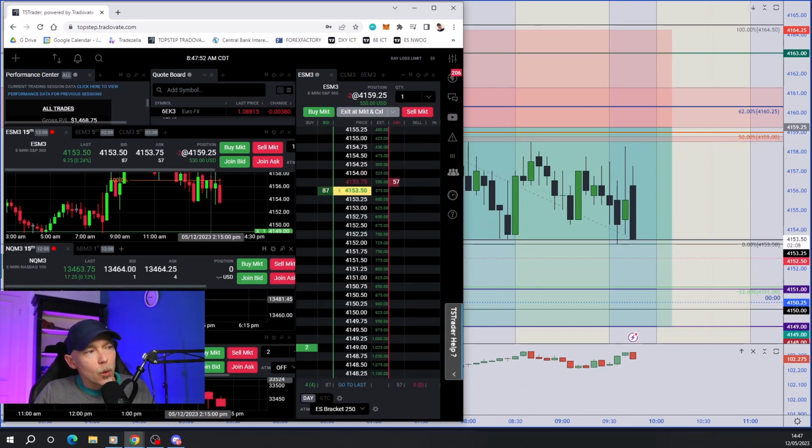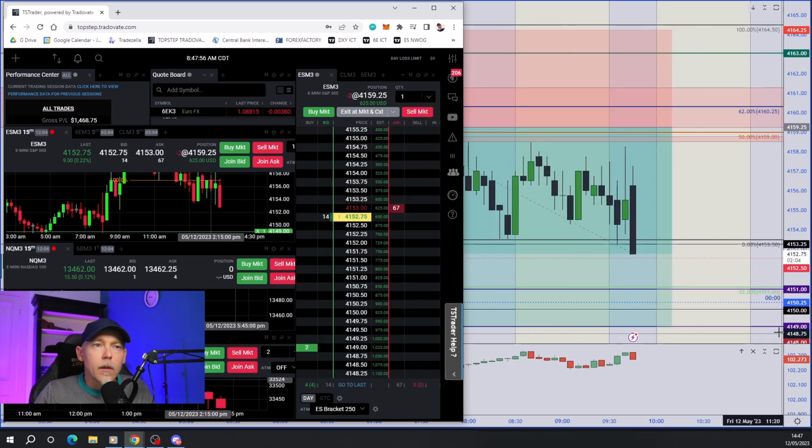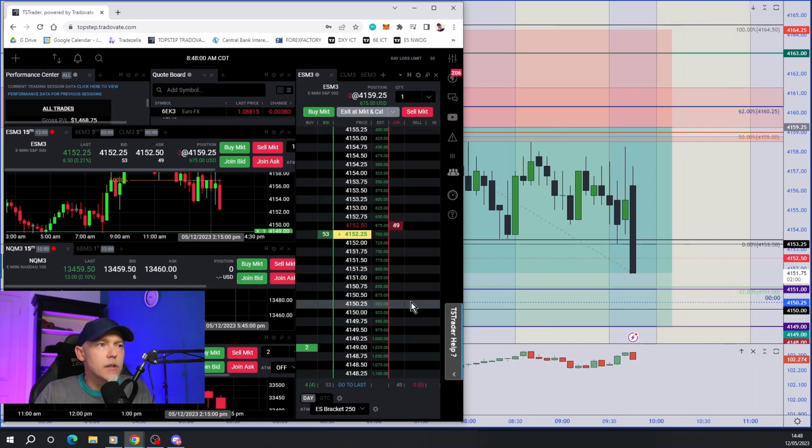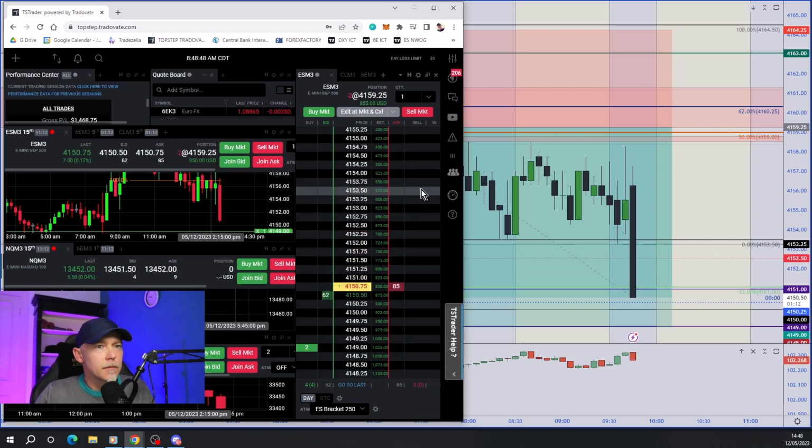NASDAQ has wicked higher. It's currently moving lower. Can we get our push down to target? Let's go. Come on. Come to daddy. Keep going. Keep going, baby. Get down them steps.